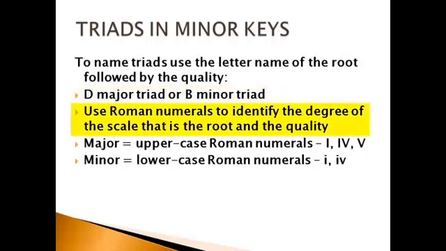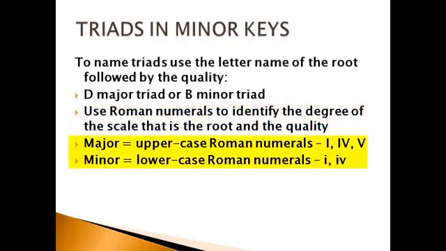You can also use Roman numerals to identify the degree of the scale that's the root and the quality. If you're using Roman numerals, if it's major, you're using uppercase Roman numerals. For example, 1, 4, 5. If it's minor, then you would use lowercase Roman numerals. In minor keys, the tonic and the subdominant, or the 1 and 4 chords, are always minor.